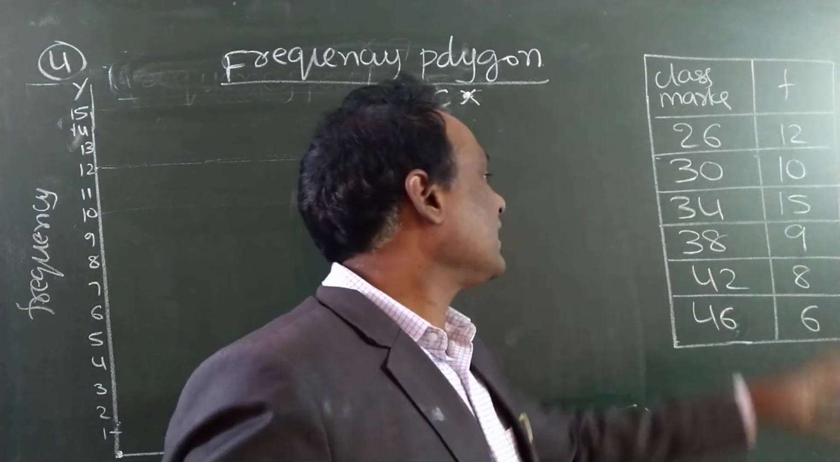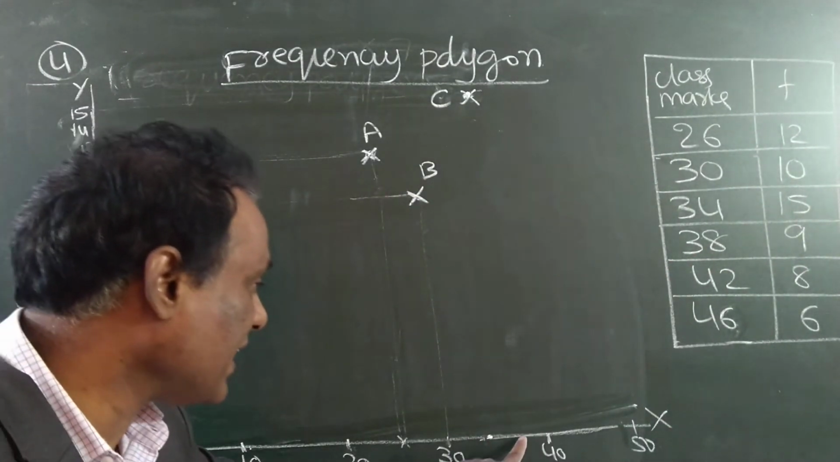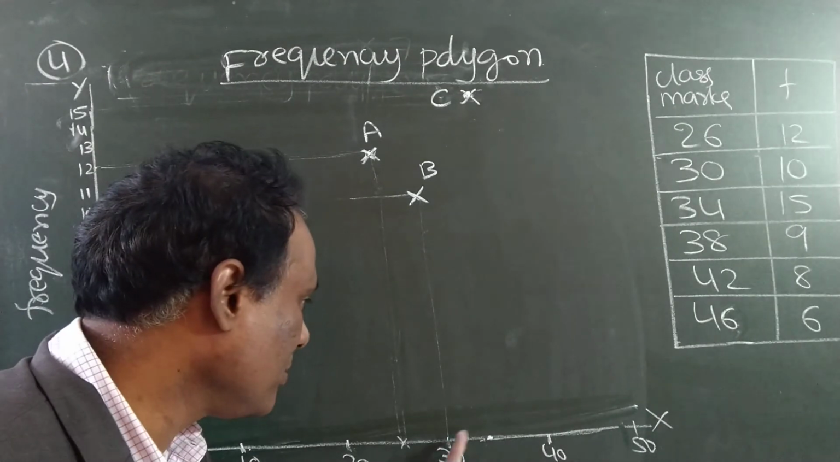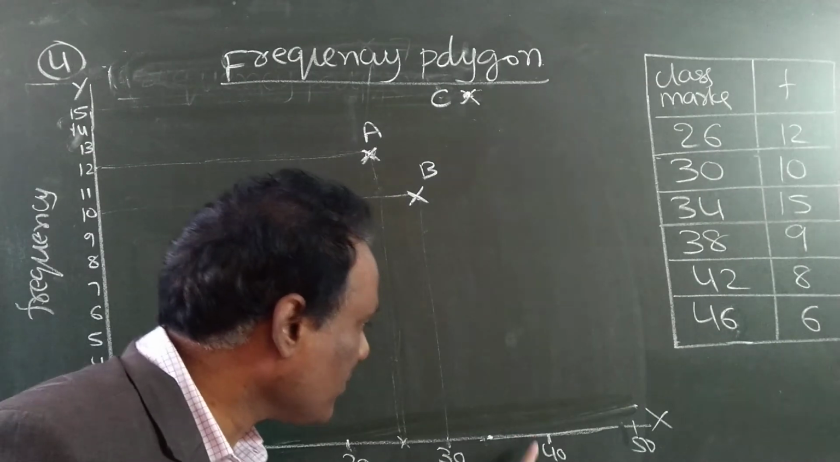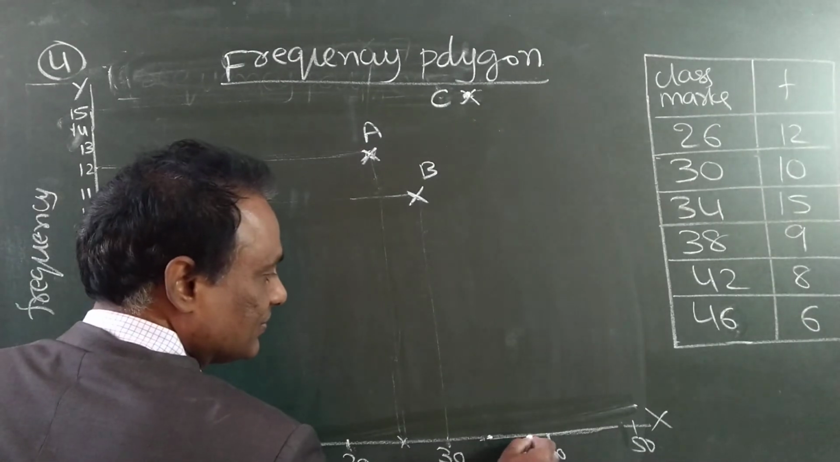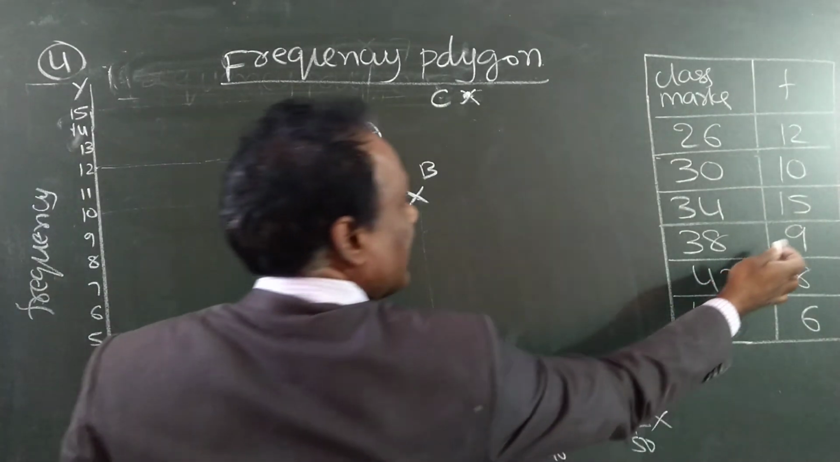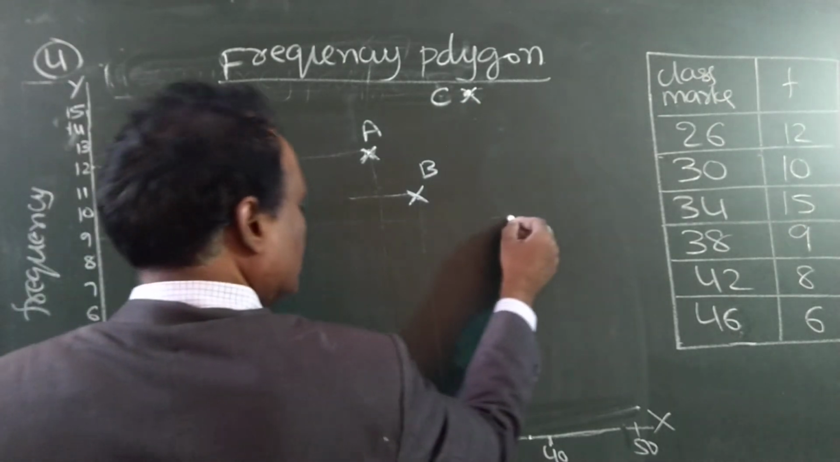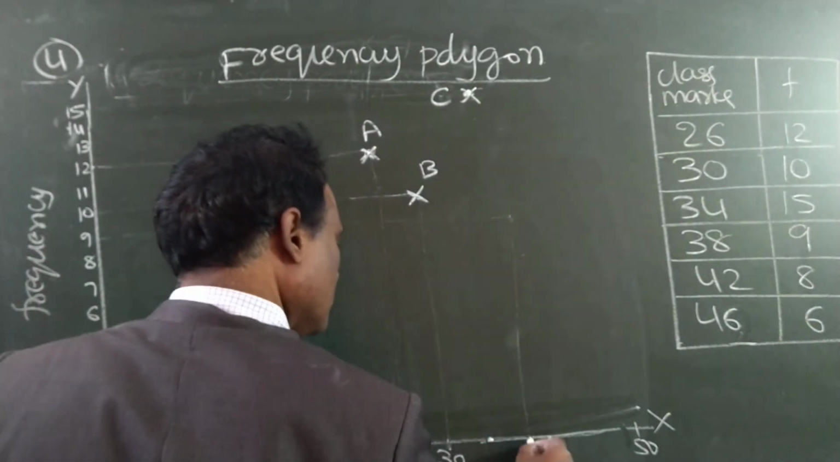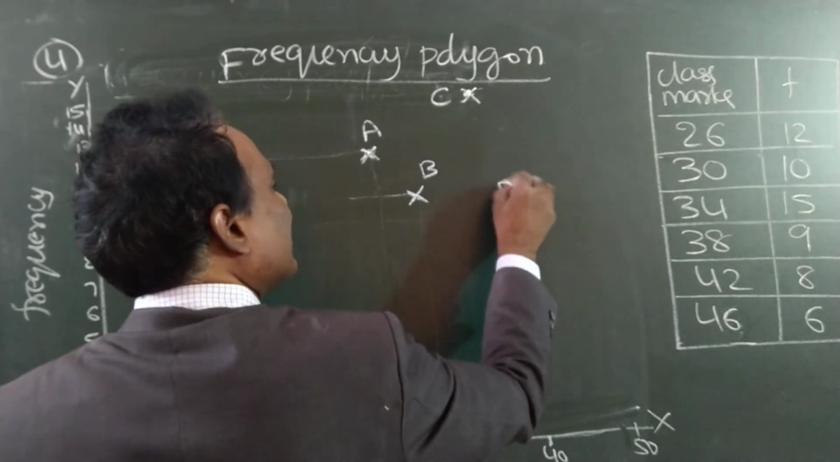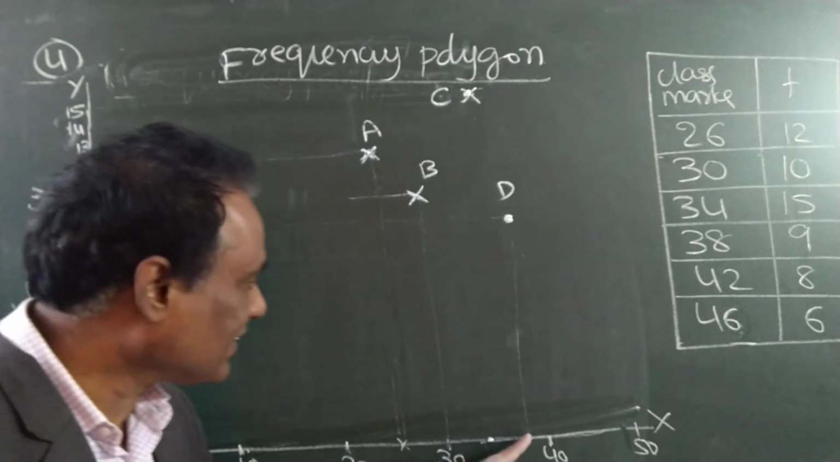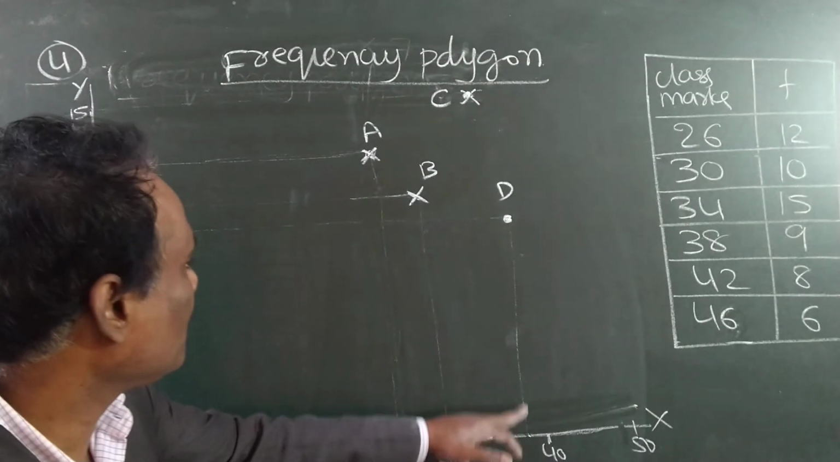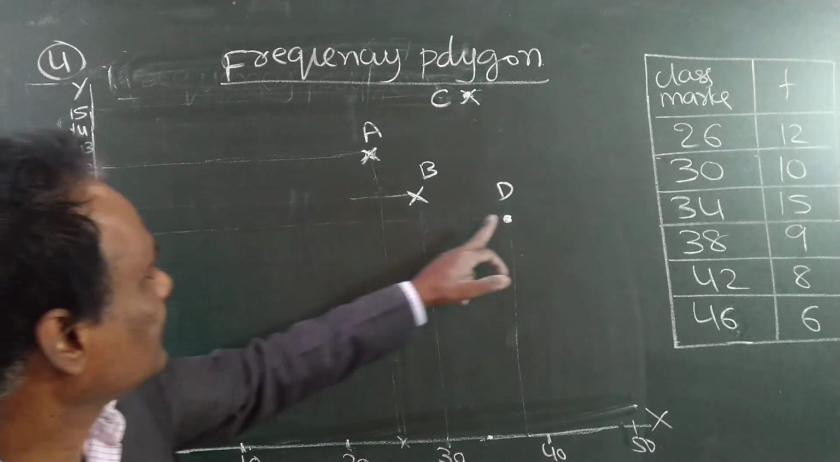Next, 38, 9. 38 is somewhere here, between 30 and 40 only, after 8 boxes. 9 is here. Students, this is the point.